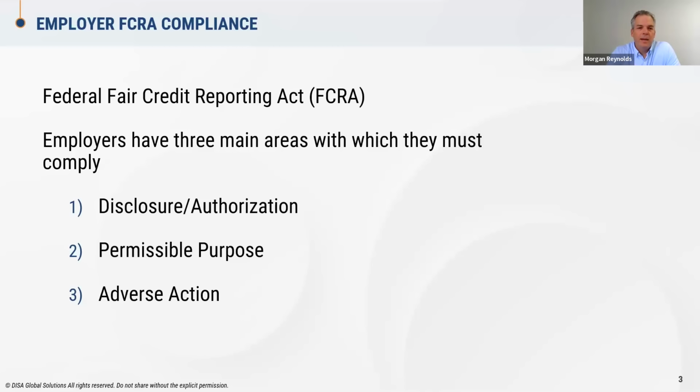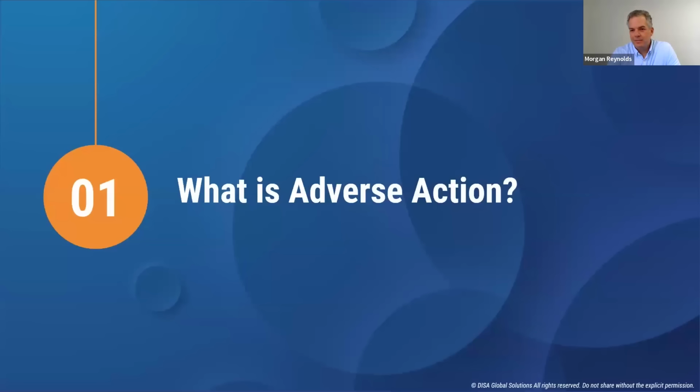And then the final aspect that employers need to comply with is the adverse action procedures, and that's what we're going to focus on today. We're going to go through the FCRA pre-adverse and adverse action procedures. We'll talk a little bit about hiring decisions, and then we'll go into some state laws. Hopefully, if I'm not too long-winded, we'll have time for some Q&A at the end. The first section here is: what is adverse action? If you don't know, you came to the right place.